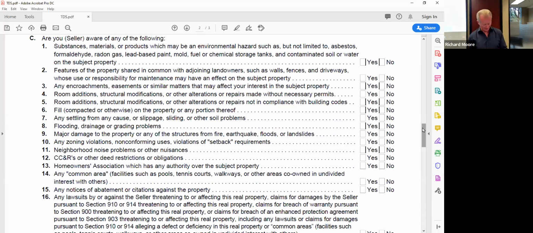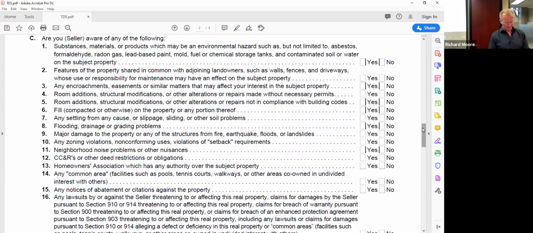Encroachments or easements. And then the next one, room additions, structural modifications, or other alterations or repairs made without necessary permits. Obviously critical, the next one, repairs not in compliance with building codes. I don't know if people would know they were or weren't, as a matter of fact. Section 6, fill, compacted, or otherwise on a property. That's pretty self-explanatory. Any settling from any cause or slippage, sliding, or other soils problems, flooding, drainage, or grading problems.